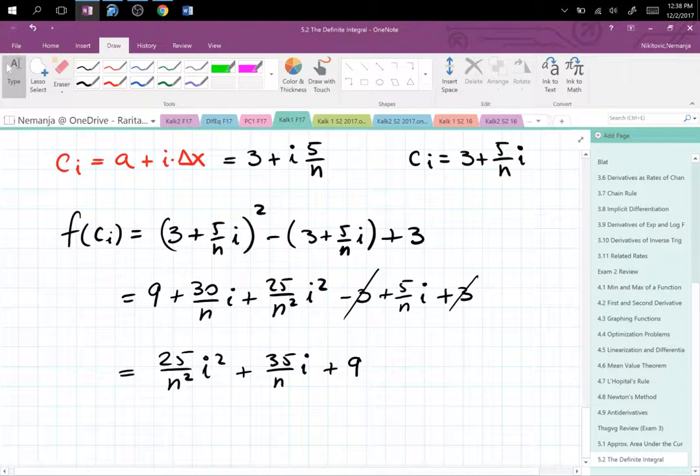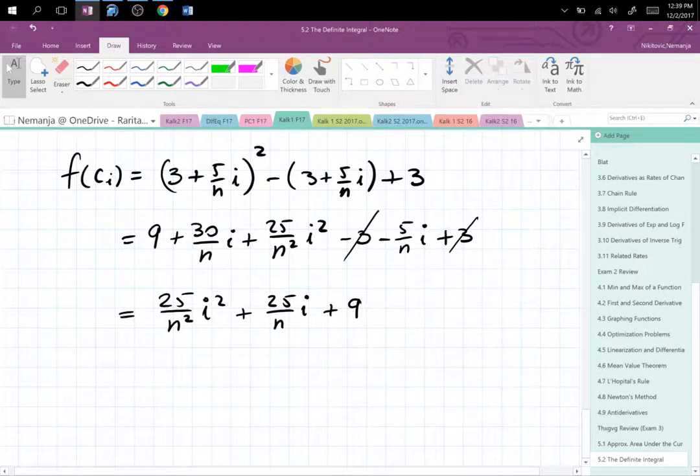If you just follow the negative sign, isn't it going to be negative 5 over n i? Oh, yes, you're right. Yes, so that's a 25, not 35. Thank you. That will actually ruin everything. Nice. So it's 25i. Yes, it's a negative. That negative distributes. Great. So now I have f of ci.